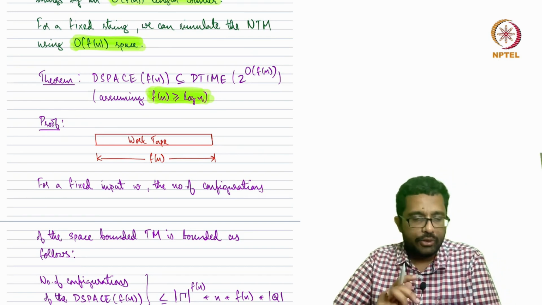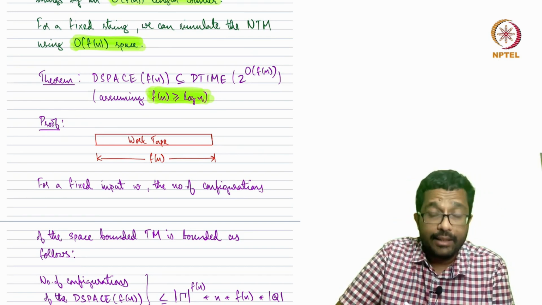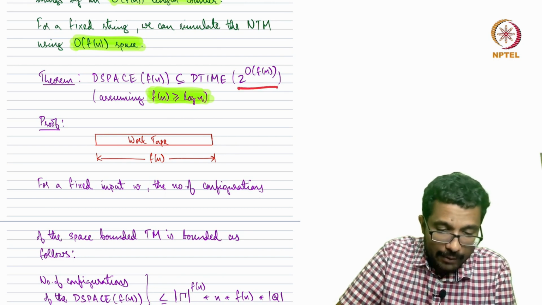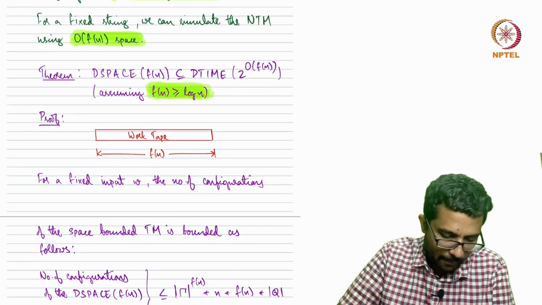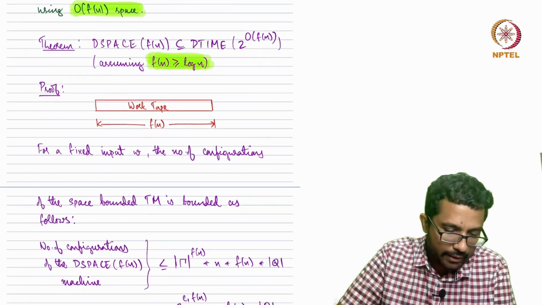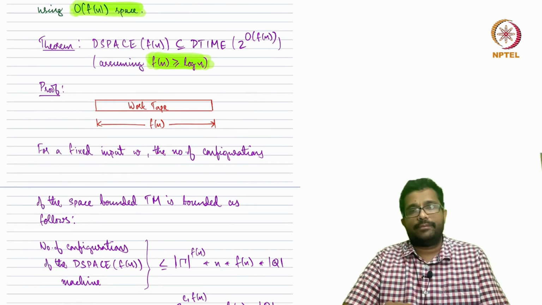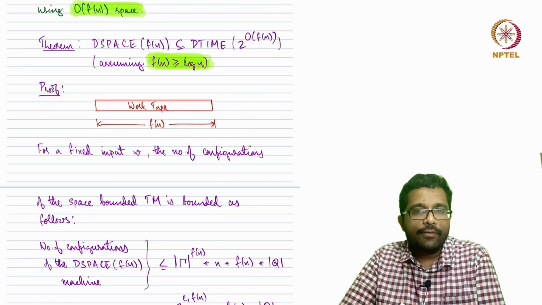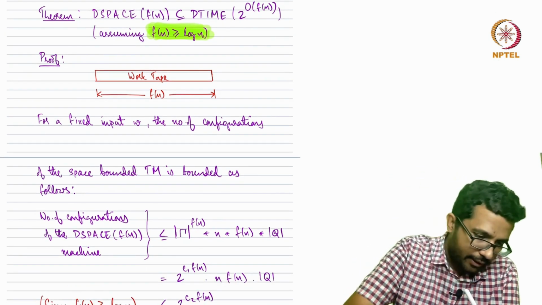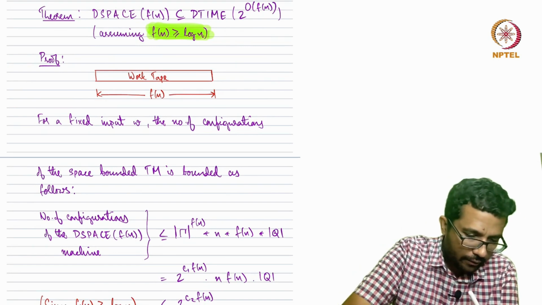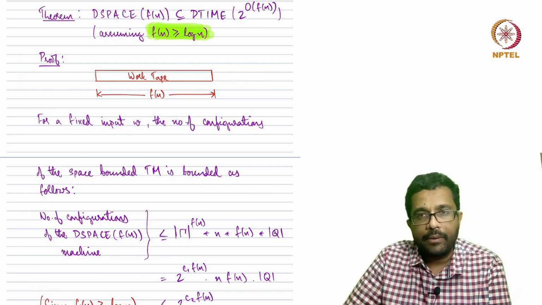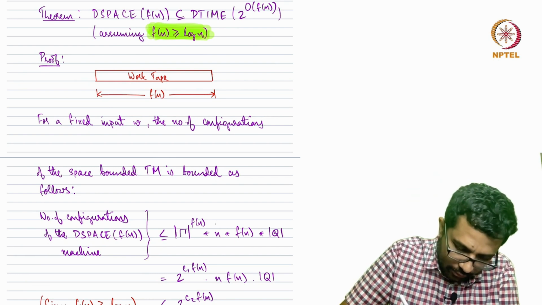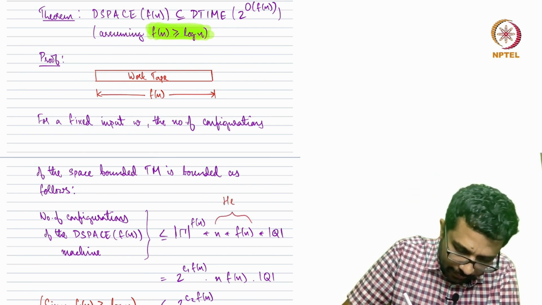So let's see why that is the case. The claim is that if something runs in DSPACE(O(f(n))), the time taken is 2 power O(f(n)). Let's see what the number of configurations of the space bounded Turing machine is. We have multiple things which constitute the configuration. One is the head positions. There are head positions in the input tape and the work tape. So this is because of head positions.